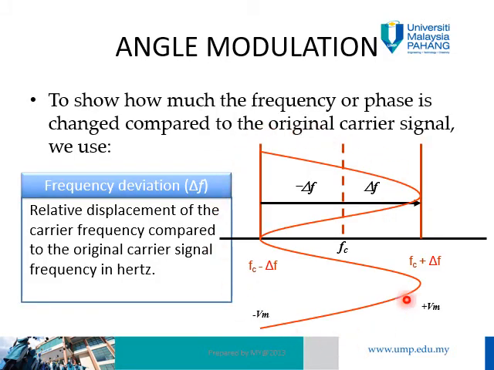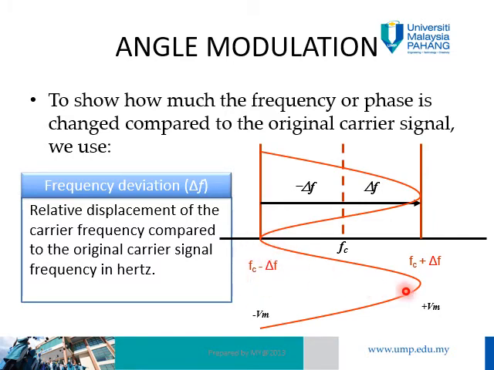This figure shows the concept of frequency carrier swing. To show how much the frequency is changed compared to the original carrier signal, we use frequency deviation: the relative displacement of the carrier frequency compared to the original carrier frequency, in Hertz. So we have the carrier frequency here, and it swings to the maximum to become fc plus delta f, and to the minimum to become fc minus delta f.